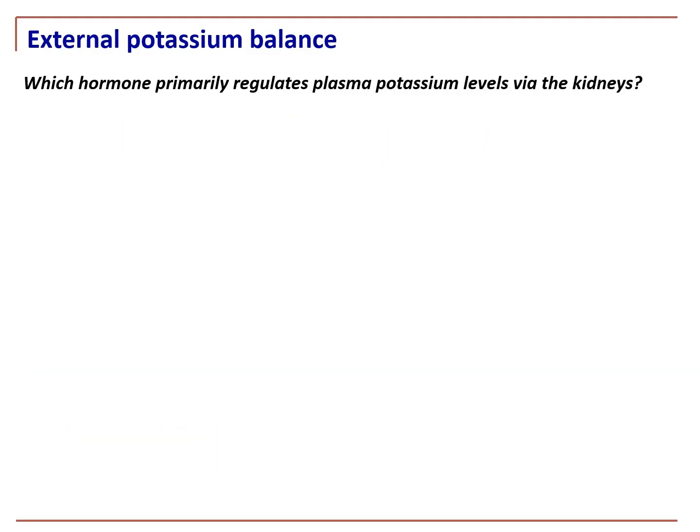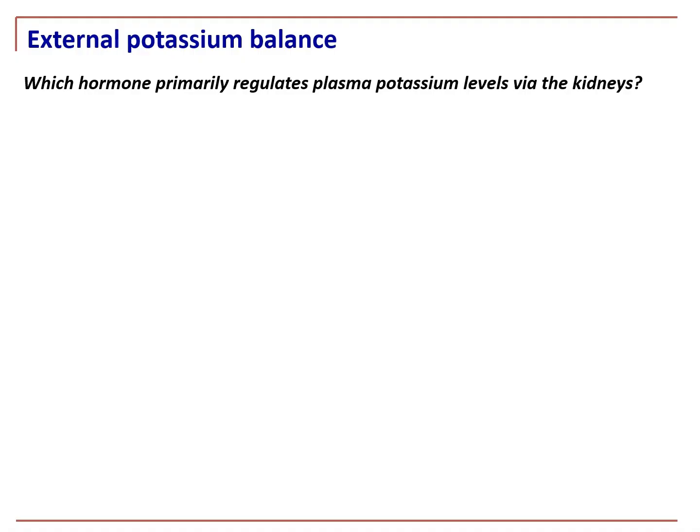So that was the internal potassium balance. We also have to think about the external potassium balance. So again, I want you to press pause and think which hormone primarily regulates plasma potassium levels, and it does this via the kidneys. So when you thought of that hormone, what other things does it do? So what does it do to potassium, first of all, in the kidneys, and what other things does it do?